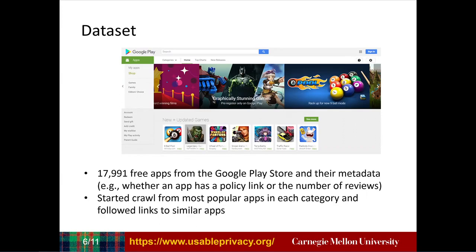Our data set consists of about 18,000 free apps from the Google Play Store that we crawled, and we downloaded the APKs as well as the metadata, such as the number of reviews that an app has, or whether an app has a policy link. These are mostly the popular apps, because we started our crawl from popular apps and then followed the links towards similar popular apps.